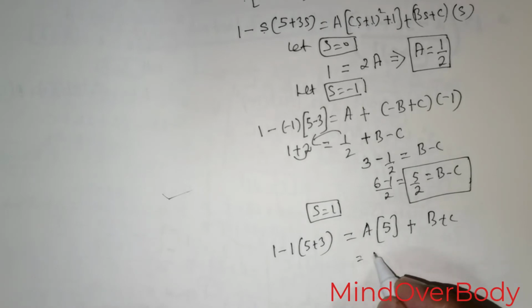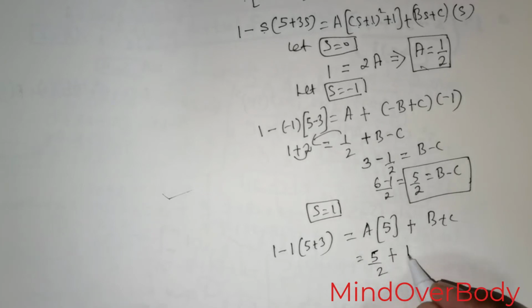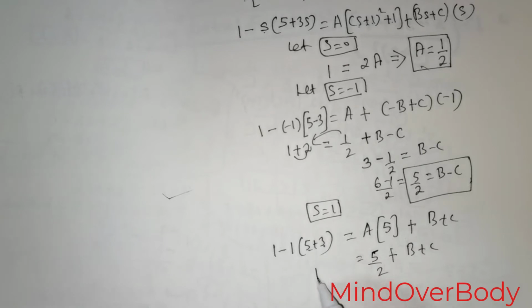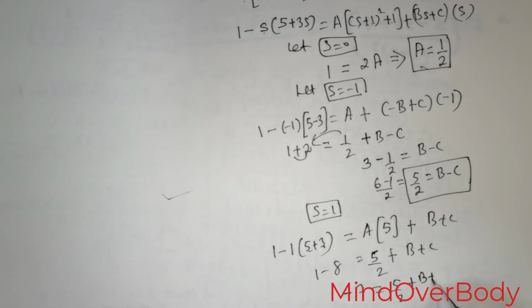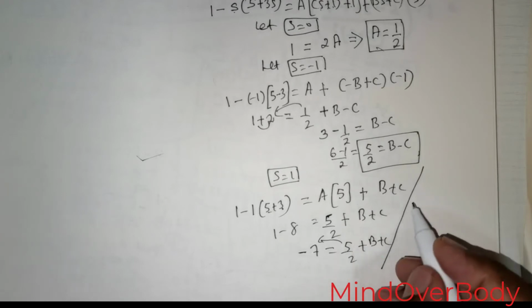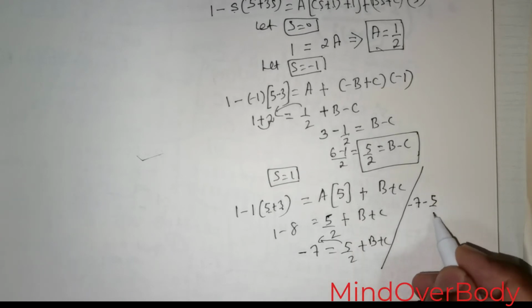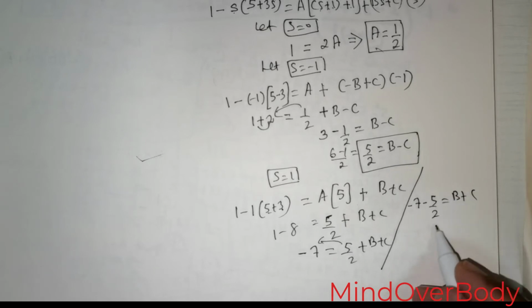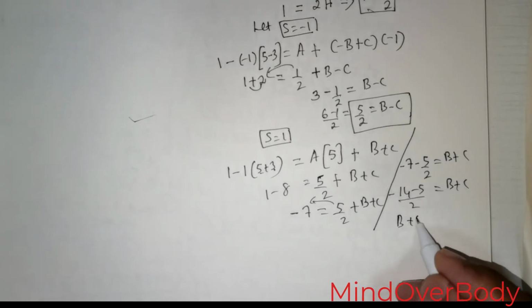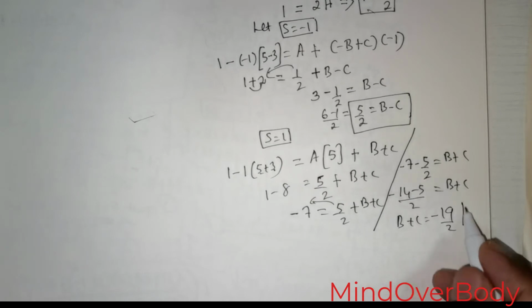So A is already equal to 1 over 2. I substitute the value here, so it's going to be 5 over 2, positive B positive C, and this is going to be 5 positive 3, 8, so 1 negative 8, it's going to be negative 7 is equal to 5 over 2 positive B positive C. I will move this 5 over 2 to the left, so it's going to be negative 7 negative 5 over 2 is equal to B positive C. This is going to give me negative 14 negative 5 over 2 is equal to B positive C. So therefore B positive C is equal to negative 19 over 2.